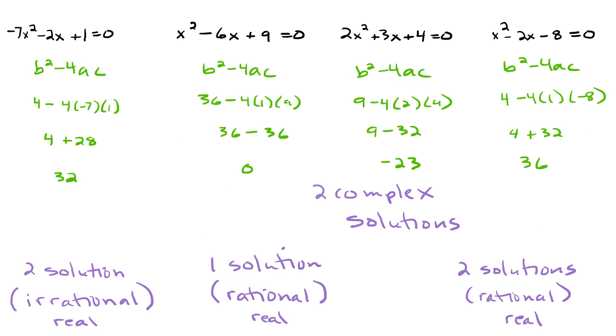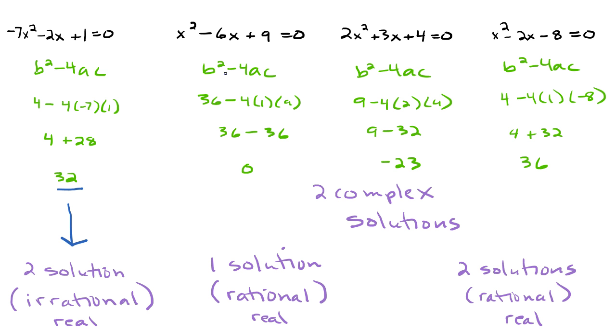So now I've taken off the actual solutions and the entire quadratic formula, but I just am going to look at the discriminant. That's the part that's under the radical. So if the number under the radical is a number like 32, I'm going to get 2 solutions, but they're going to be irrational because the 32 is not a perfect square. I can simplify radical 32, but I can't get rid of the radical totally.